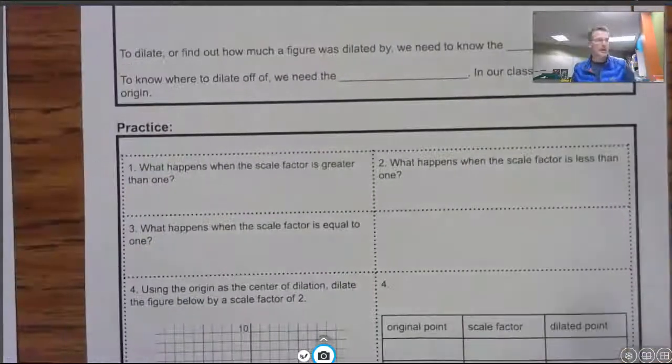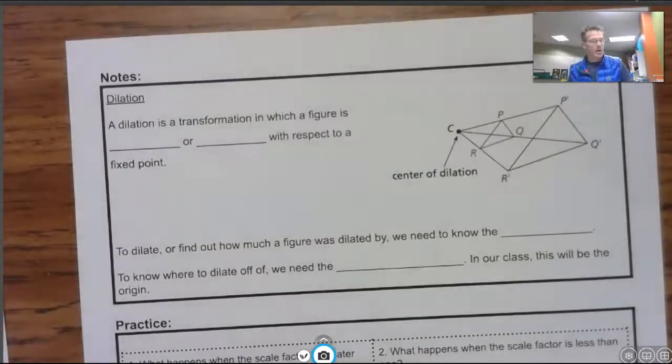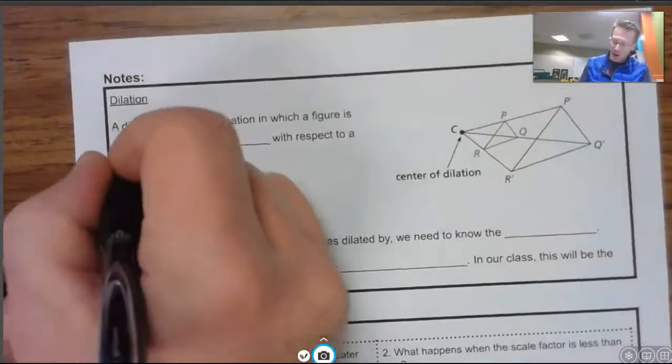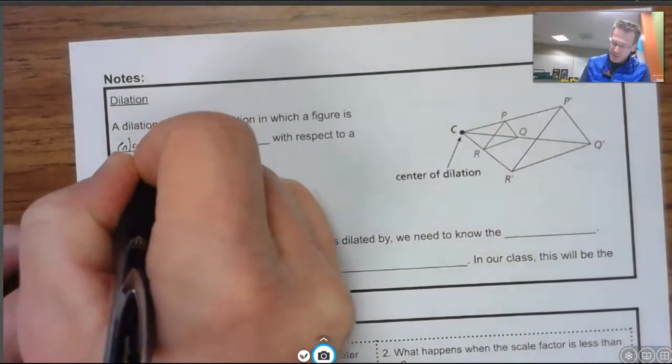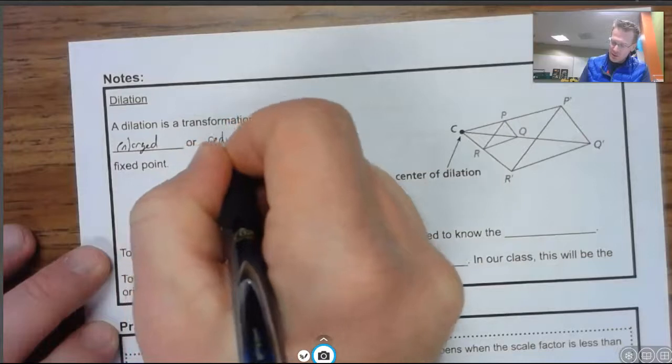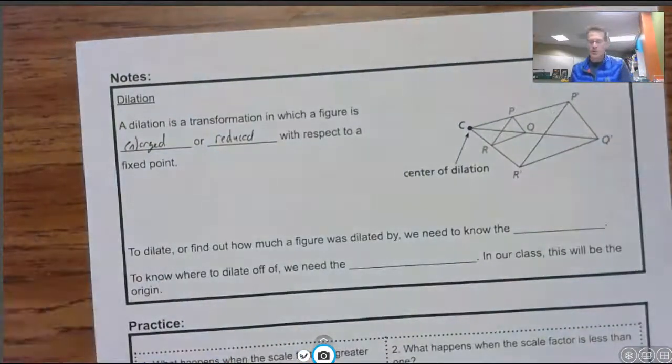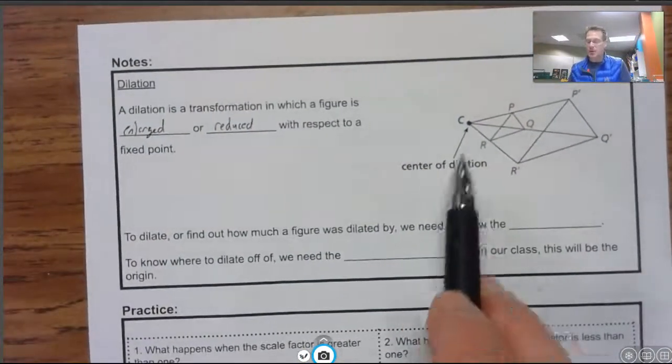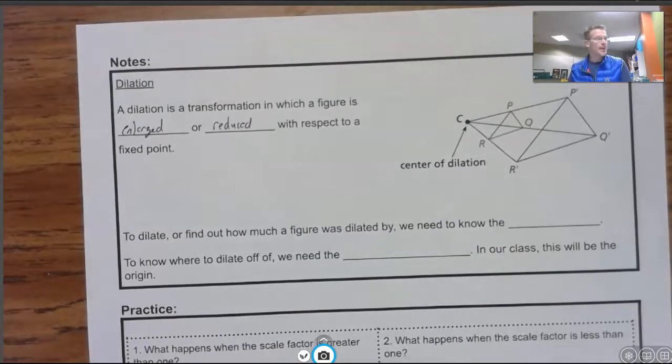Okay, and then this really just summarizes everything that we just talked about. A dilation is a transformation in which a figure is enlarged or reduced with respect to a fixed point. And that fixed point is the center of dilation.